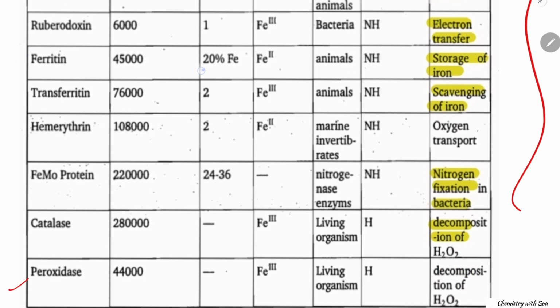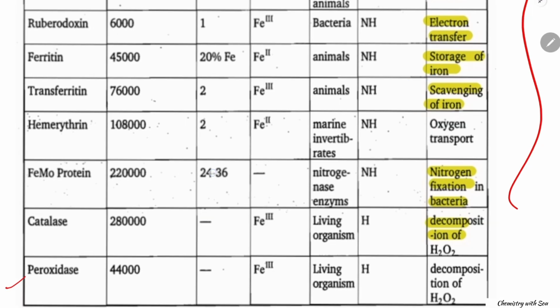In ferritin, 20% of iron is present, Fe in the 2+ state, found in the animal body. It is a non-heme protein and it stores the iron. Transferrin contains 2 iron atoms, Fe in the 3+ state, found in animals. It is a non-heme protein and it scavenges the iron. Hemerythrin contains 2 iron, Fe in the 2+ state, found in marine invertebrates. It is a non-heme protein and its main function is oxygen transport.